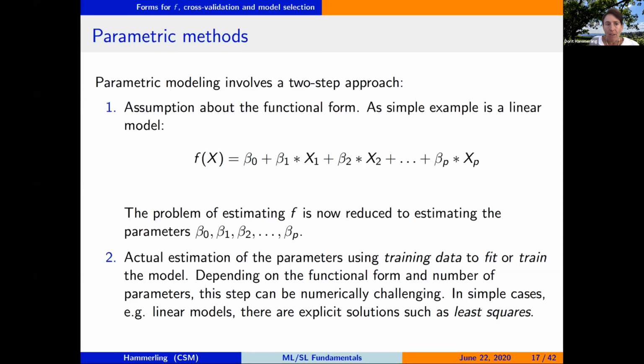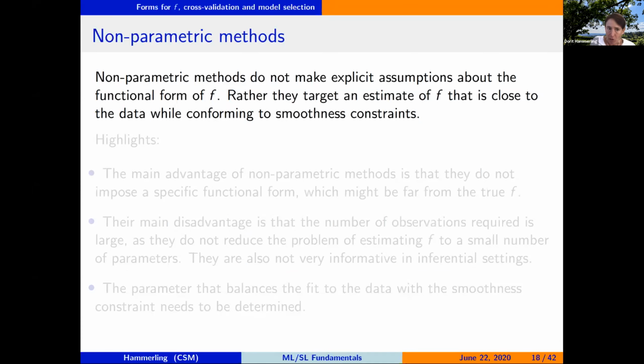So keeping this in mind, the other class of models are so-called non-parametric methods. So in this case, we don't make an explicit assumption about the functional form of F. The reason we would want to do something like that is if we have no clue how the data are related, especially in the exploratory stage, this can be very powerful because we don't impose anything that forces the data to fit a certain specific function. So what we do instead is we look for an estimate of F that is close to the data, but also conforms to some other smoothness constraint.